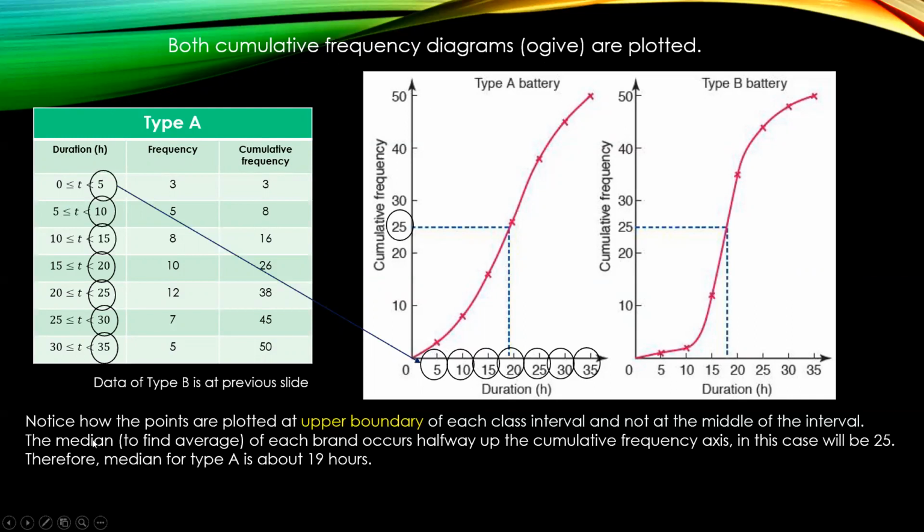So how do we find the median from this graph? You can see our total frequency is 50, so the median is at 25. You read the value of 25 here, then draw a dotted line until you touch the graph, then you read the figure here. In this case, for battery A it will be about 19, sorry, and for type B it will be about 18. Of course, if you draw the graph nicely, you can read the figure easily. This is just rough.